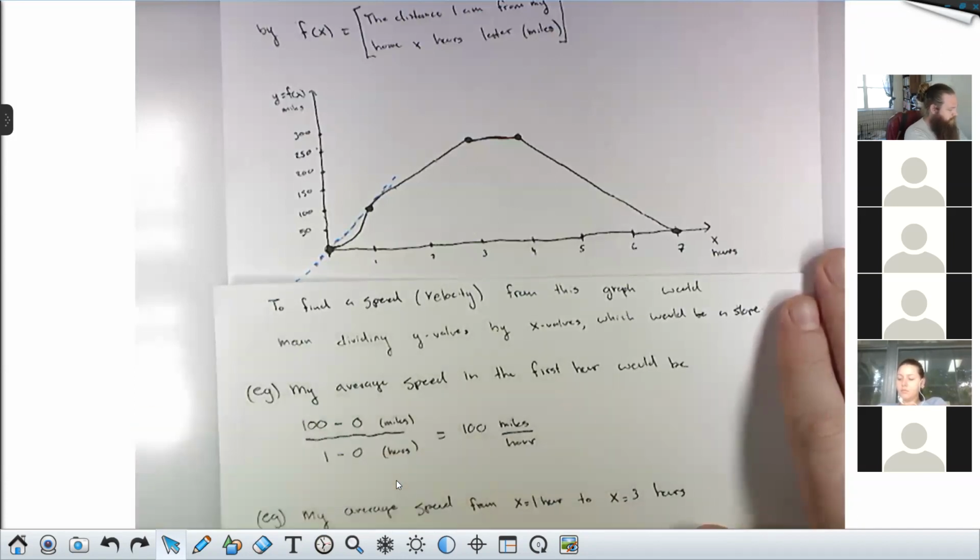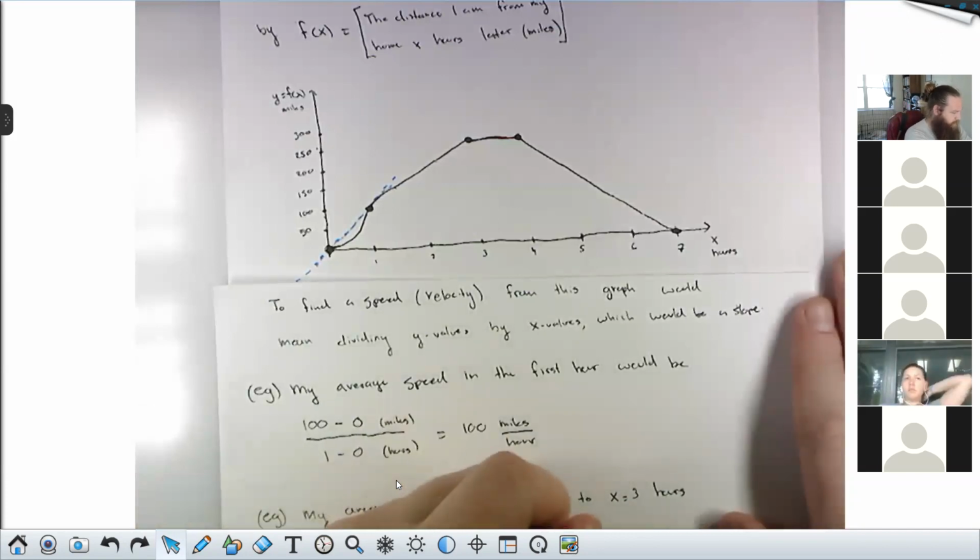So 250 minus 100, that's 150. And 3 minus 1 is 2. 150 divided by 2, that's 75 miles per hour.